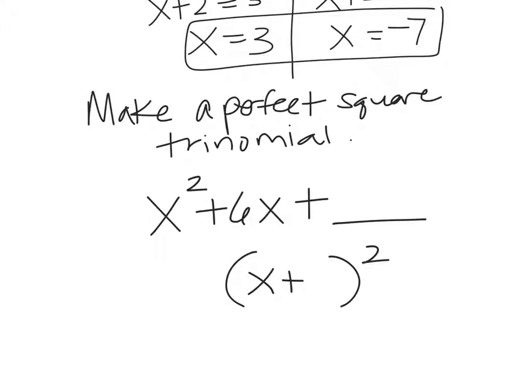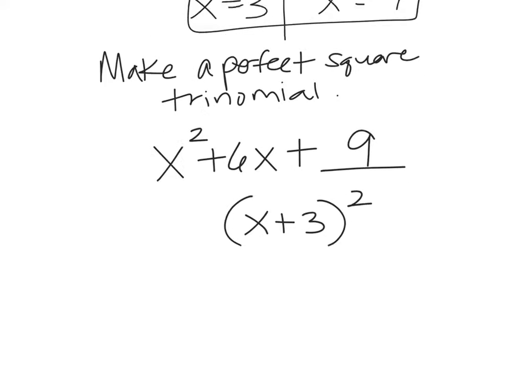Nope, just one number. Yes? It's 9. Were you thinking 9? Why 9? Because this would be x plus 3 times x plus 3. 3 and 3 make 6, 3 times 3 is 9. Try another one on your own before I give you the formula?